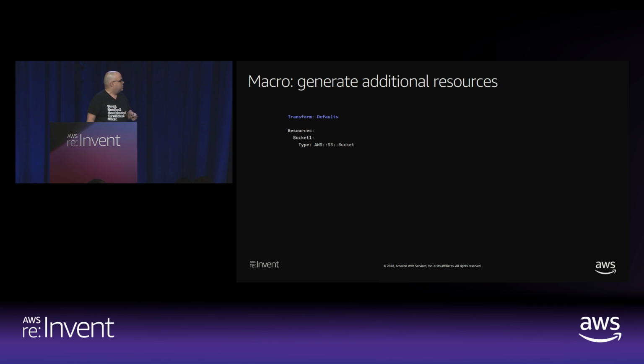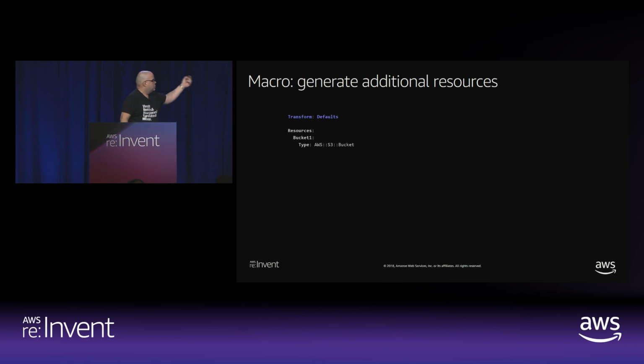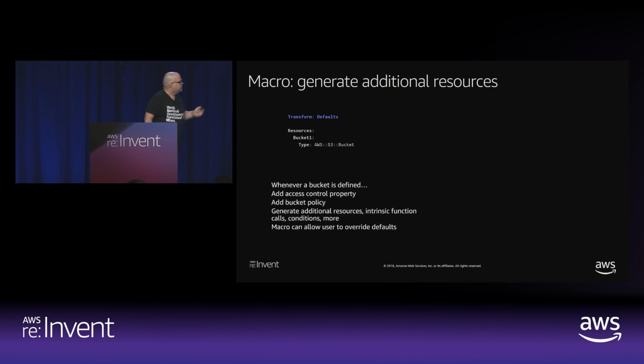Now, let me show you another example. This is one that's kind of handy, because imagine if you had in your organization a required standard to say, every time you create resource X, you need to make sure that it has a policy. You need to make sure that you configure it as we configure all our other resources. So here's some sample code that can help you do that. This macro's name is defaults. So in this case, every time an S3 bucket is created, I want to make sure that it has an access control property and a bucket policy.